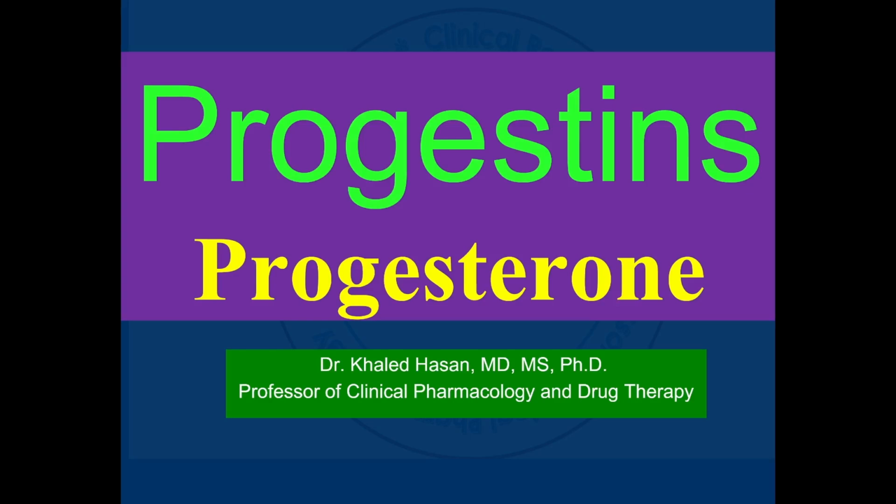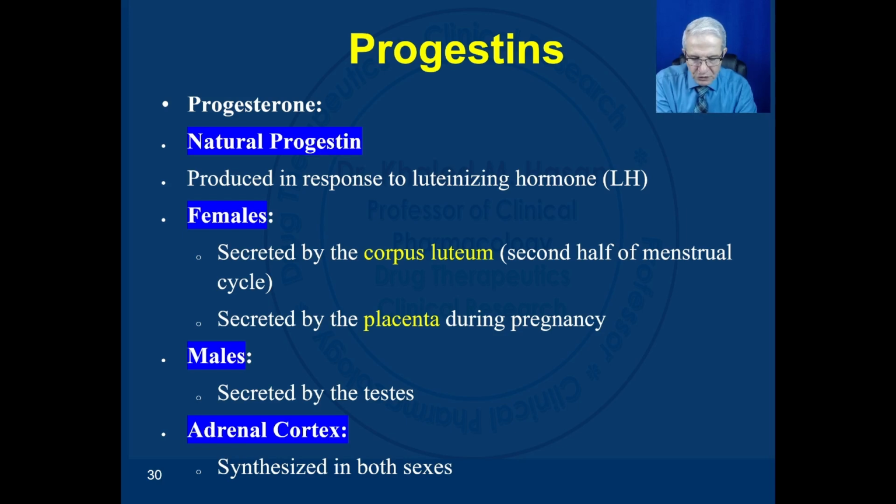Okay, the second topic is the female sex hormone, progesterone. This is a natural hormone. Then we have chemical synthetic hormones called progestins. So we are going to speak about natural progesterone and synthetic progestin, chemical progestin.